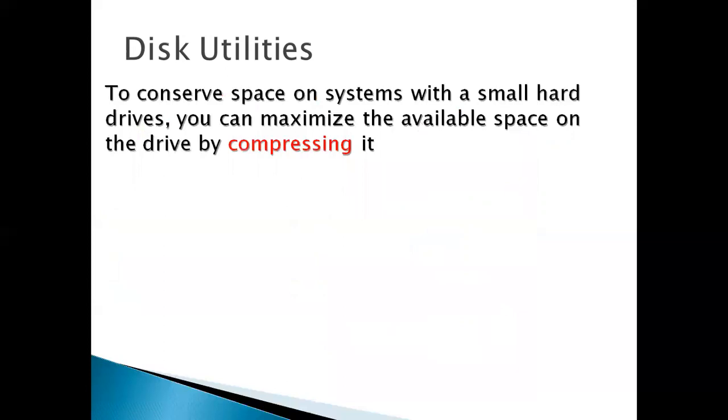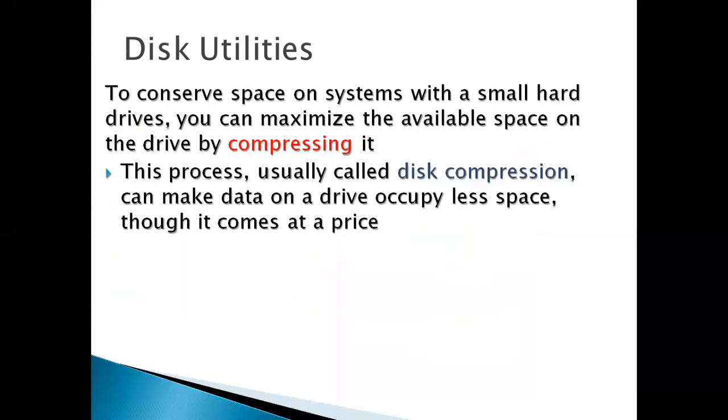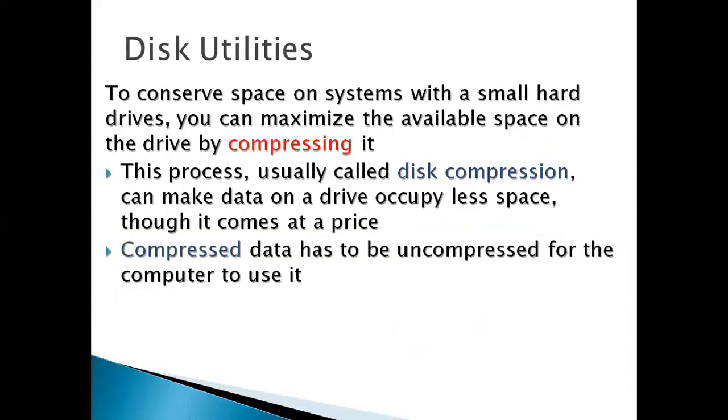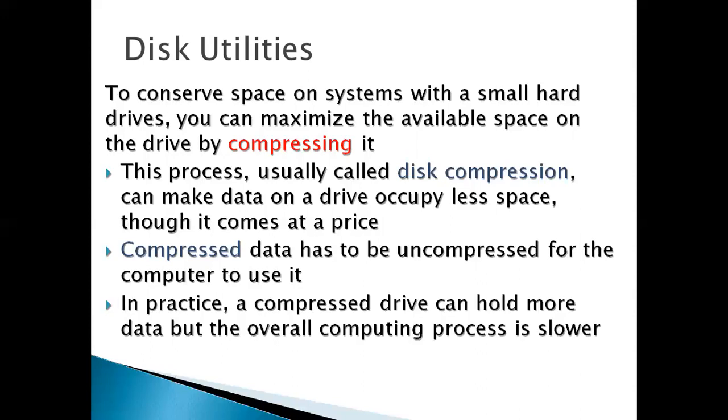Disk utilities to conserve space on the system. With a small hard drive, you can maximize the available space on the drive by compressing it. We can compress the files on the drive to make more space available. This process, usually called disk compression, can make the data on the drive occupy less space, though it comes at a price. Compressed data has to be uncompressed for the computer to use it. In practice, a compressed drive can hold more data, but the overall computing process is slower.